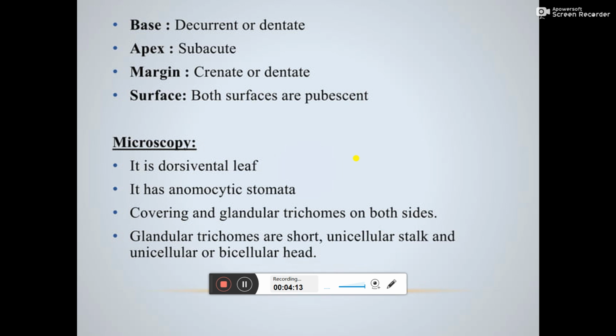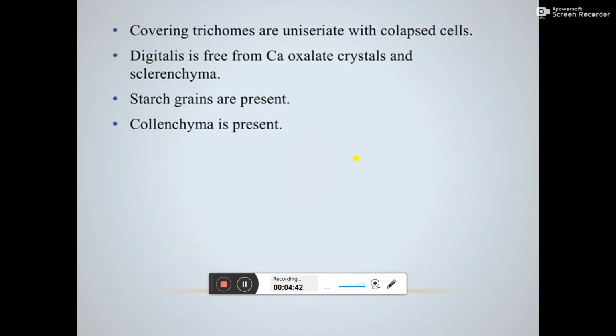Then microscopy. This is a dorsiventral type of leaf because palisade tissue is present on only one side. It bears anomocytic epidermal cells containing anomocytic stomata on both surfaces, and water pores are also present. Covering as well as glandular trichomes are present on both sides, and both are multicellular in nature. Glandular trichomes have a short unicellular stalk and unicellular or bicellular heads. Covering trichomes are uniseriate with collapsed cells.